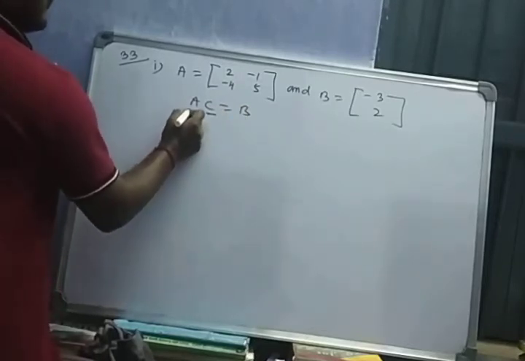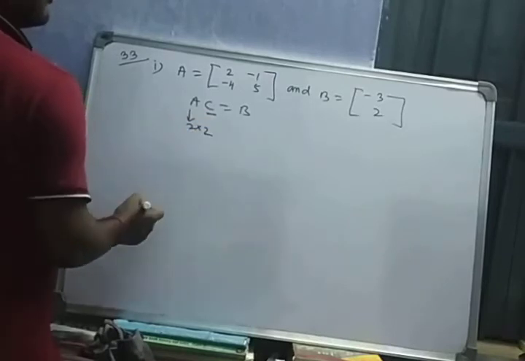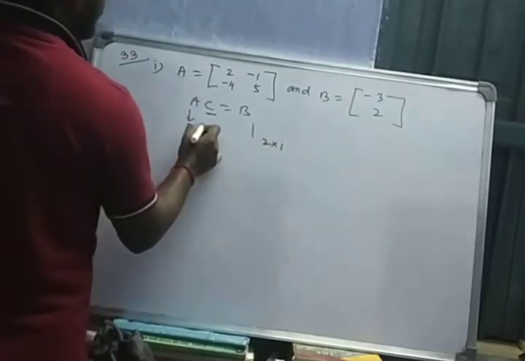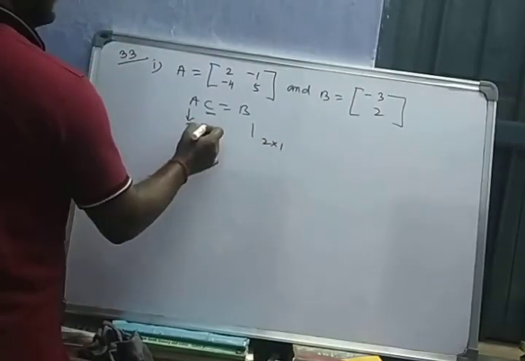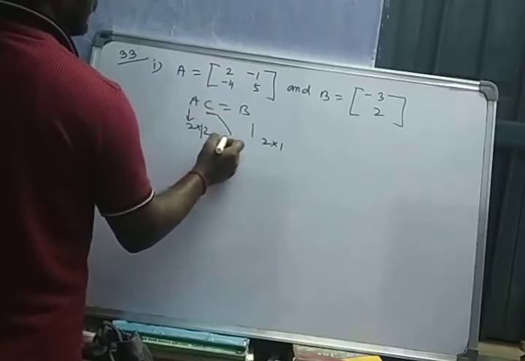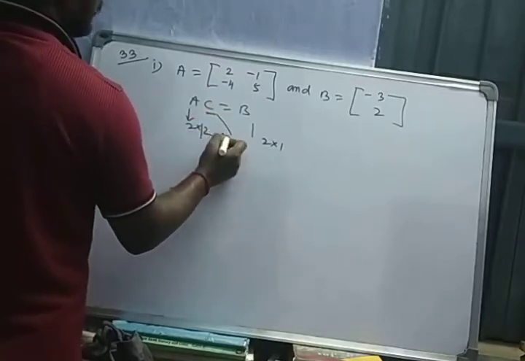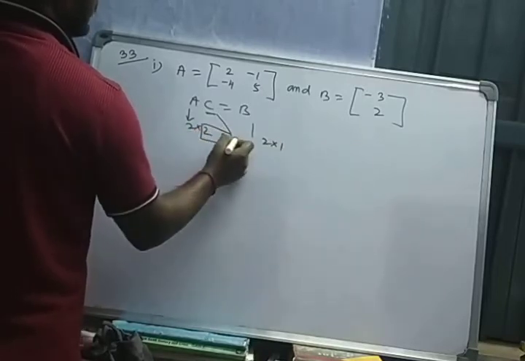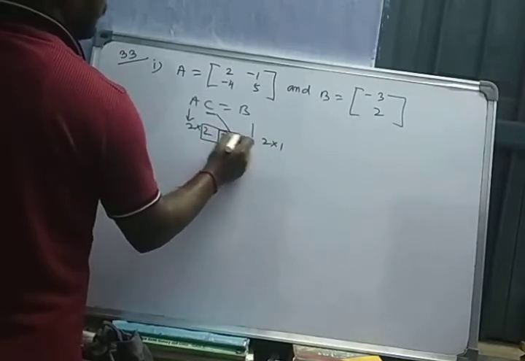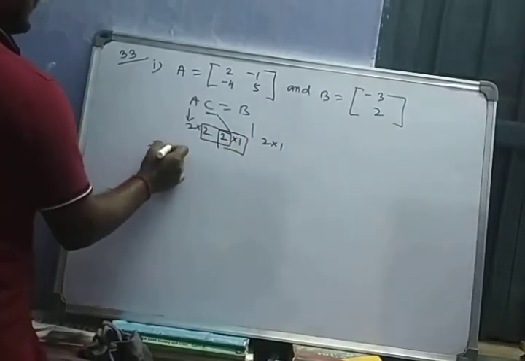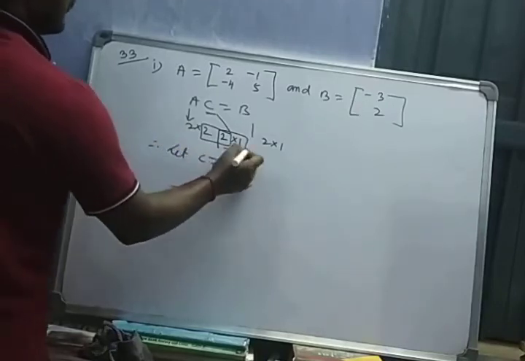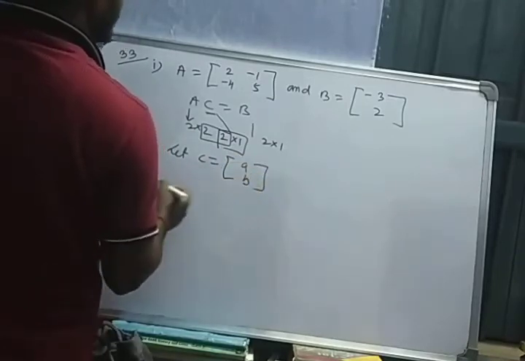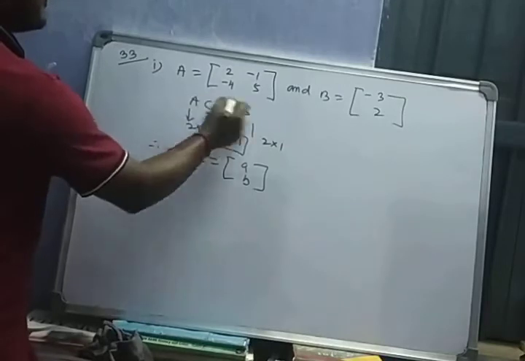Before choosing this, write the order of A equals 2 by 2 and order of B equals 2 by 1. The number of columns in A must equal the number of rows in C, which is 2, and the remaining is 1. Therefore C is 2 by 1. Let C equal a 2 by 1 matrix, 2 rows and 1 column. Now put the values of A, B, C in this equation.